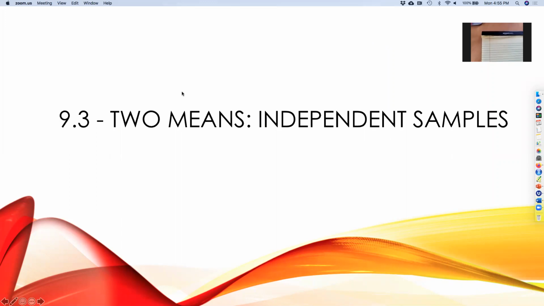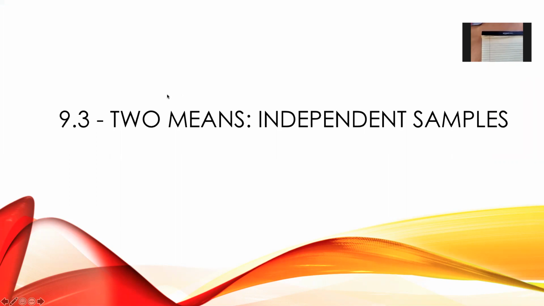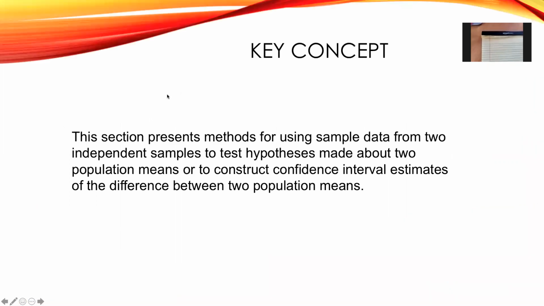Hey everyone, here's another video on chapter 9, section 3, which is two means, independent samples. So the first thing we're going to talk about is just a review of independent and dependent samples before we jump into how we construct confidence intervals and how we do hypothesis tests for two population means.